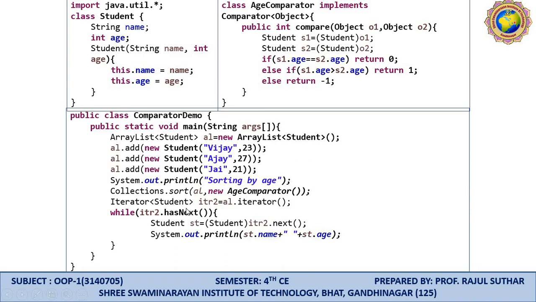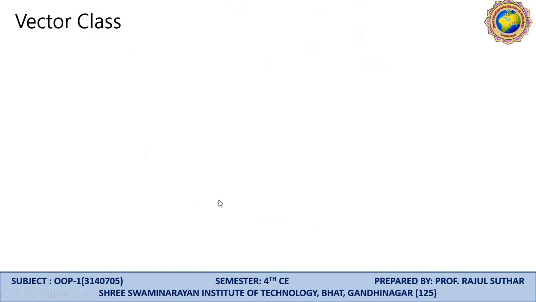Iterator<Student> this list will be created. Iterator iterator2 = AL.iterator(). While iterator2.hasNext(), Student st = iterator2.next(). This object will be used. System.out.println(st.name) will display the name stored in st, and also cover the age, st.age. Try this type of example in NetBeans.